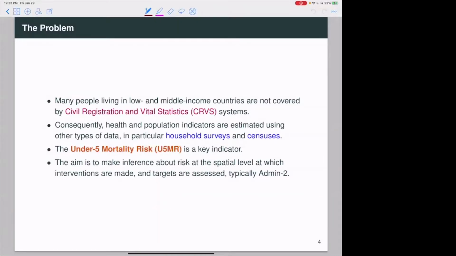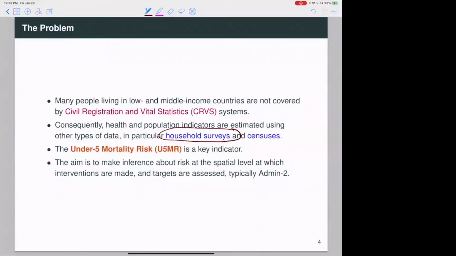As motivation, many people who live in lower middle income countries are not covered by civil registration and vital statistics systems. So to get any information on health and population indicators, you have to look to other sorts of data. In particular, I'm going to focus today on household surveys, but we also look at data from censuses. And I'm going to focus on the under 5 mortality risk, the probability of dying before age 5, because it's a key indicator of the health of a nation, and targets have been set to try and get it down to a certain level.